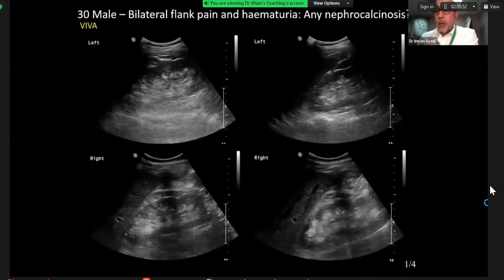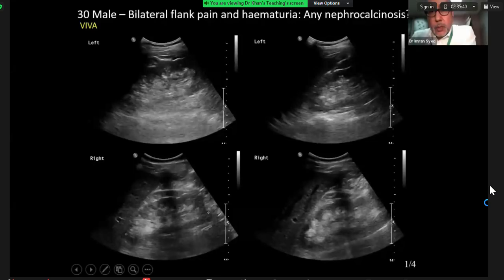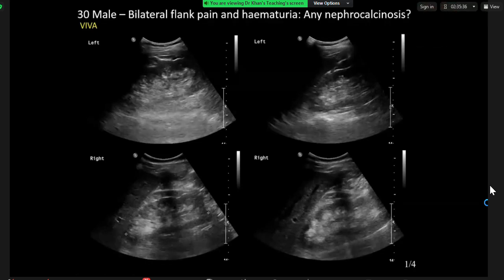Okay, so slightly more subtle, isn't it, the changes? And where would you say the changes are? In the cortex. Okay, so you think it's in the cortex. Okay, what would you do now? So given that I found this finding, I'll first check if we've had any previous imaging, and if not, then I would probably recommend the CT for a more definite diagnosis.